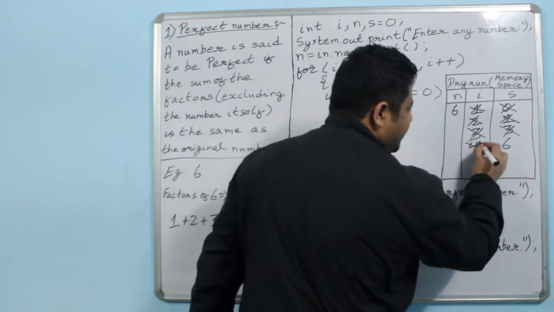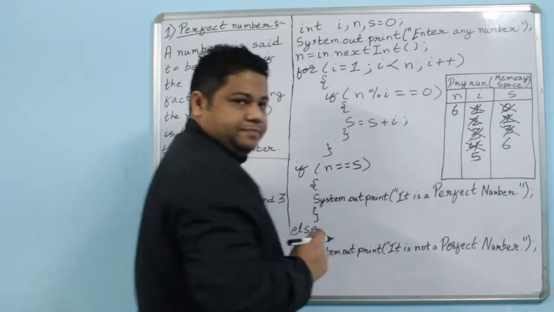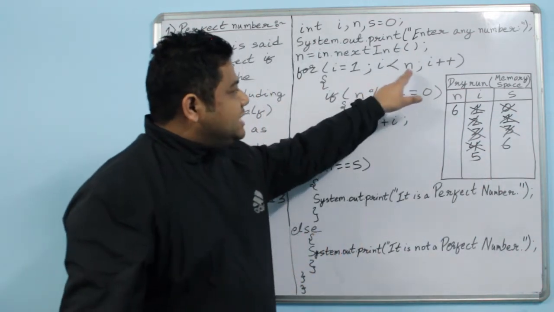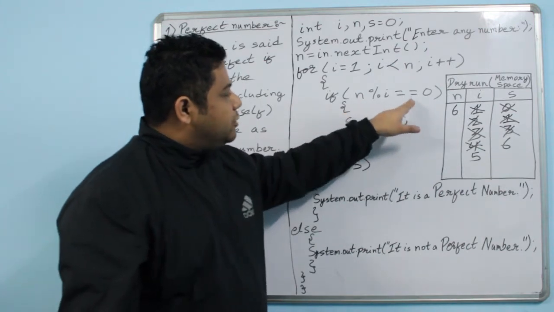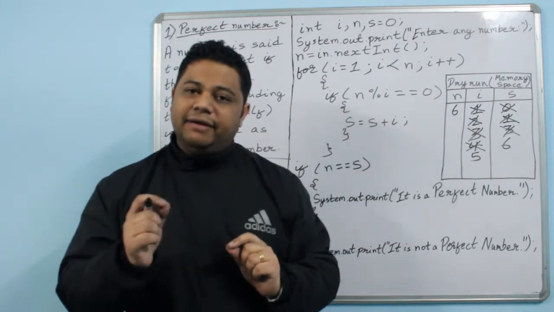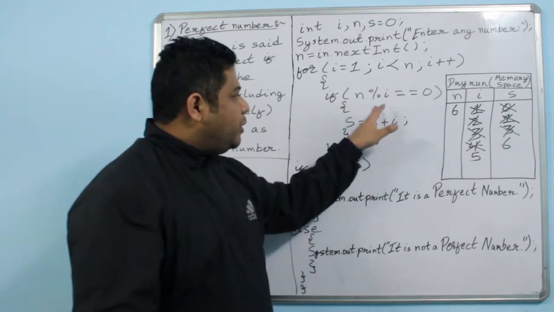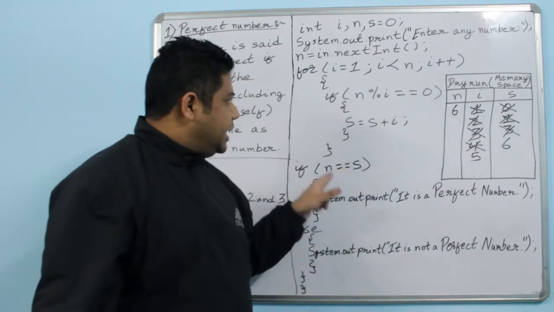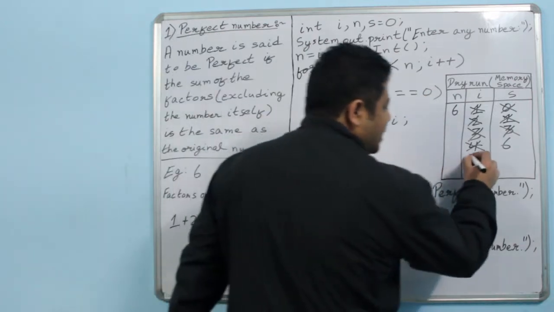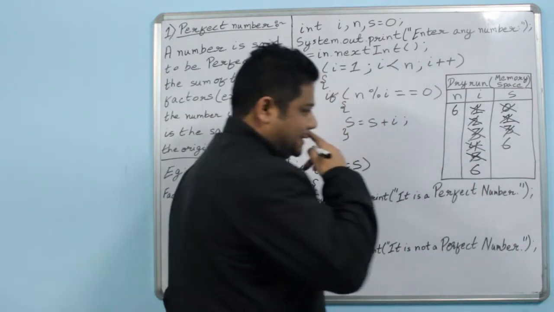So now the value of I becomes 5. So 5 is less than 6, again true, go inside the loop. Now 6 modulus 5 equals to 0? When you divide 6 by 5, the remainder is 1. So is 1 equals to 0? No, false. Again no addition over here. Again go back to implementation. So now the value of I becomes 6.